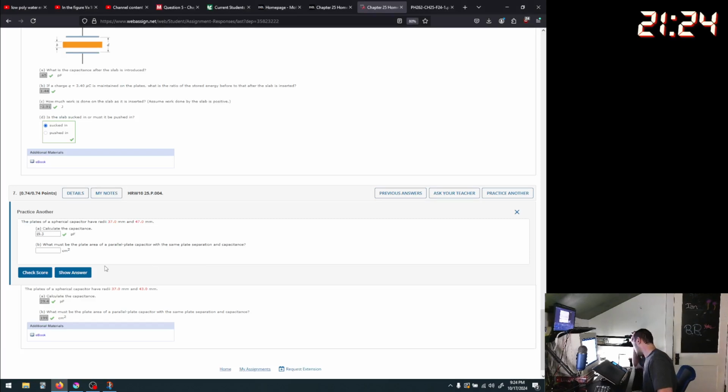It's going to be in centimeters. So let's say this one's in millimeters to centimeters. 2.1 times 10 to the 13th, centimeter to meter.